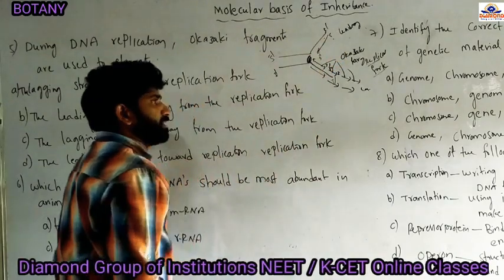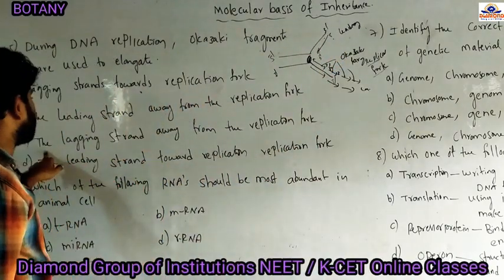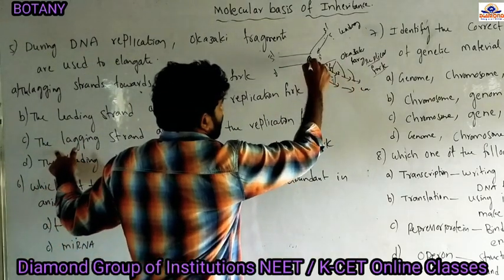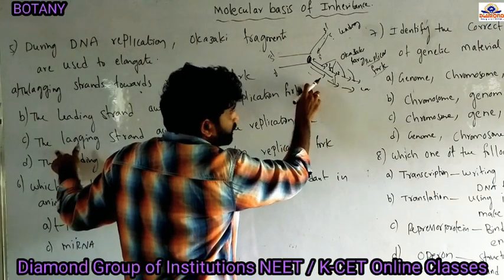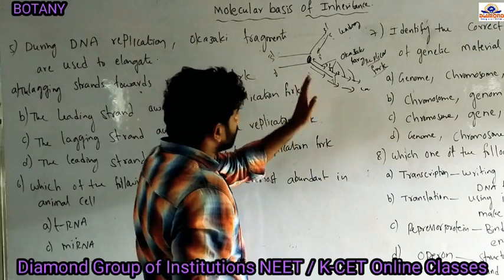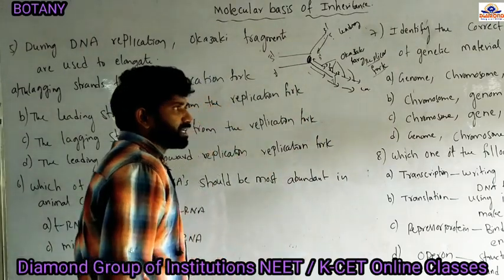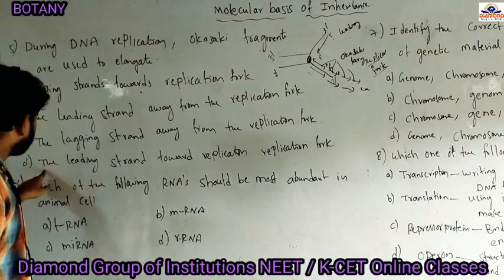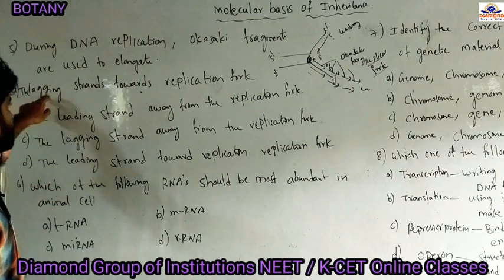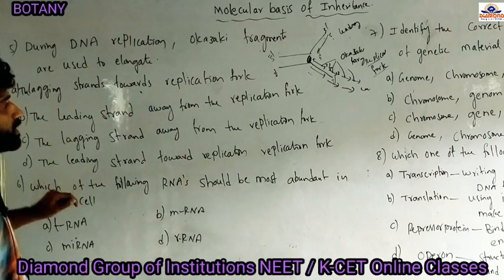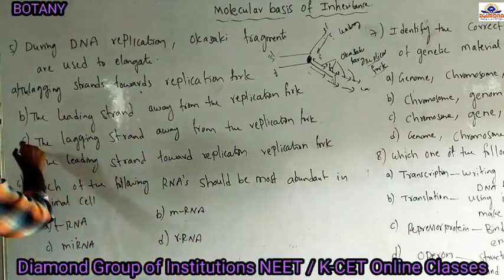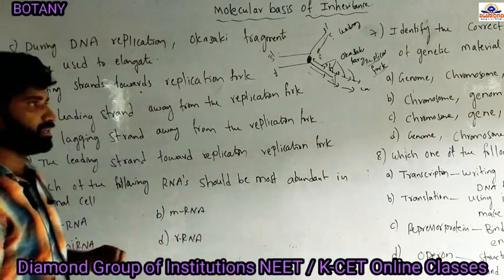In the leading strand, Okazaki fragments are not formed. Option C is the lagging strand away from the replication fork. Synthesis of the fragments takes place away from the replication fork. Option D, leading strand towards the replication fork, is not right. Okazaki fragments are formed in the lagging strand only, away from the replication fork. So the answer is C, the lagging strand away from the replication fork.